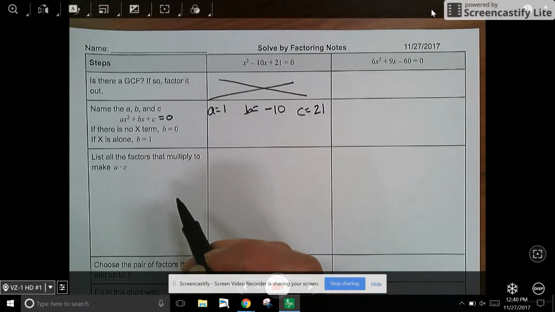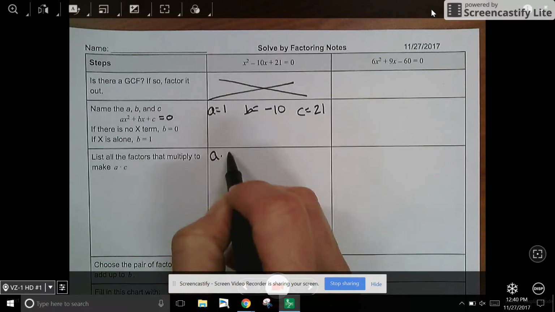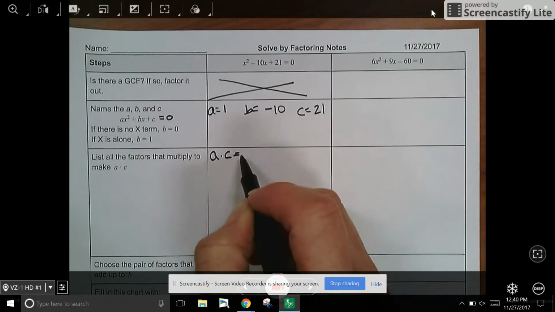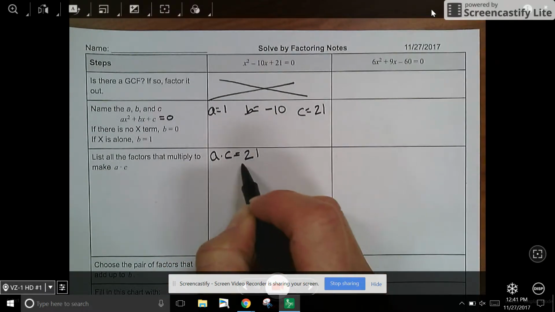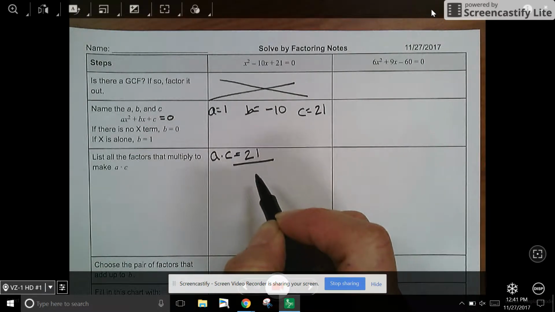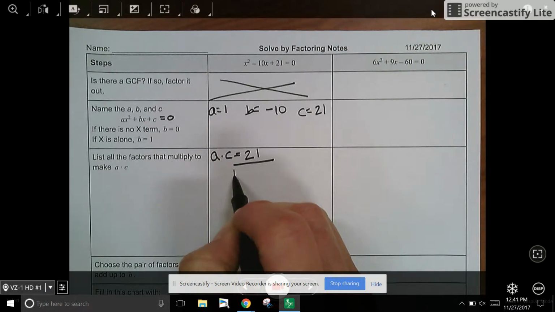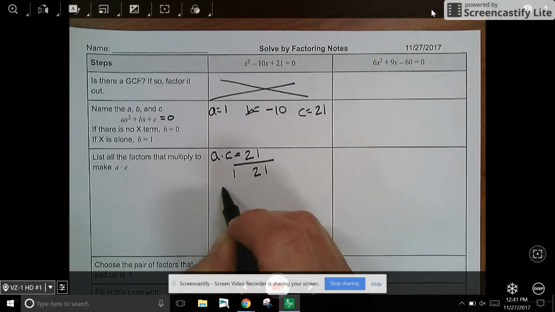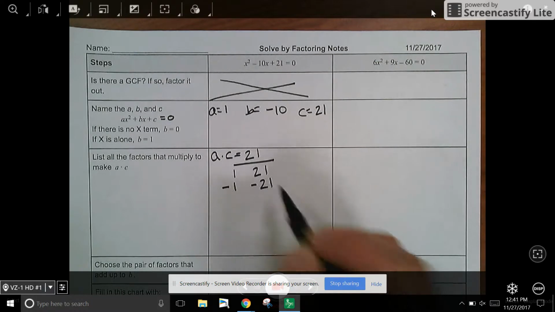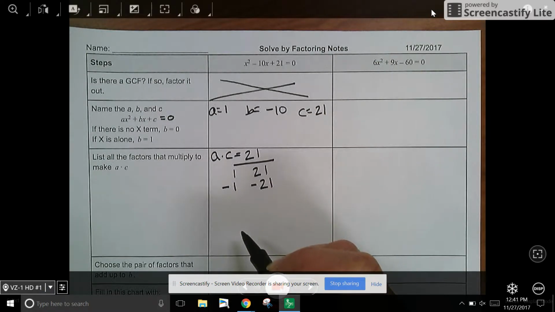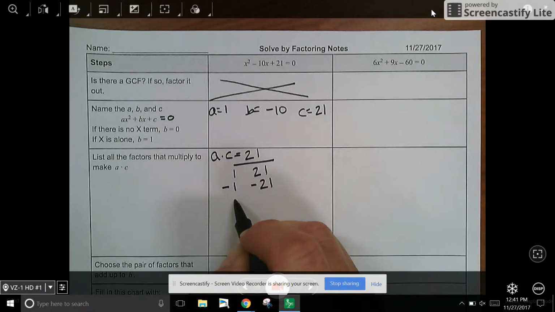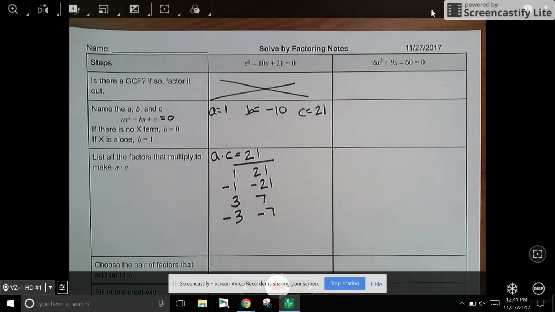Now we're going to list all the factors that multiply to make a times c. So if I write a times c, I have 1 times 21. 1 times 21 is 21. Now I'm going to list all the factors or pairs of numbers that you multiply to get 21. I could have 1 times 21 or -1 times -21, because if you multiply two negative numbers, you get a positive. I can also have 3 times 7 and -3 times -7.